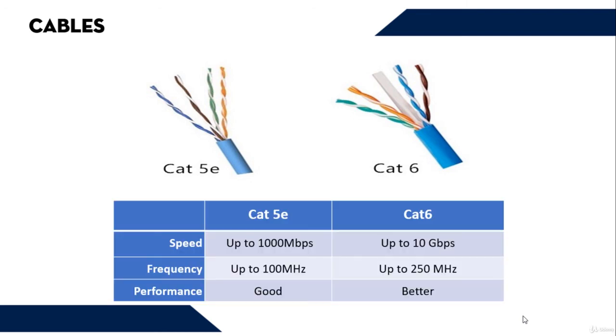Now let's talk about the speed. Cat5e goes up to 1000 Mbps and Cat6 up to 10 Gbps. The frequency of Cat5e is 100 MHz and the frequency for Cat6 is up to 250 MHz. The performance for Cat5e is good, but the performance for Cat6 is even better.